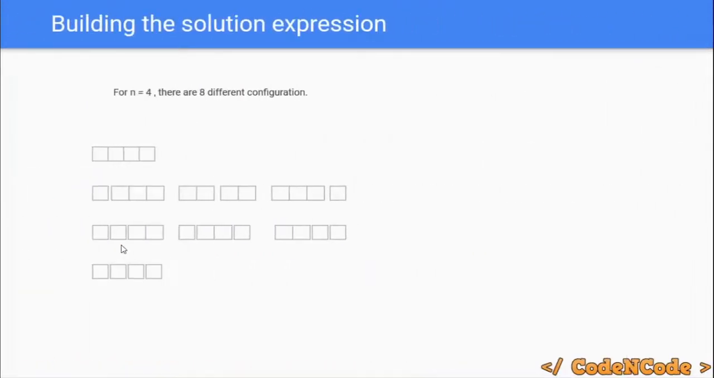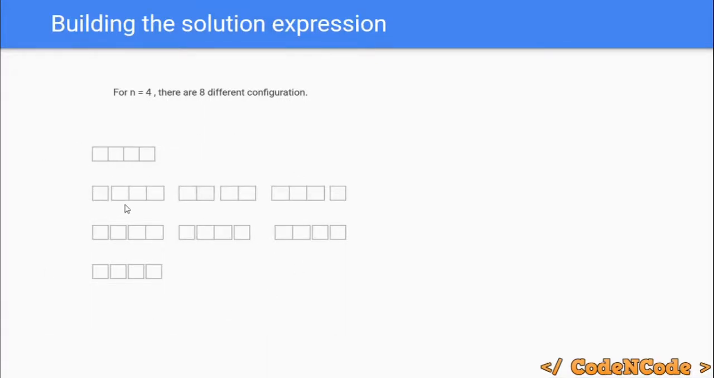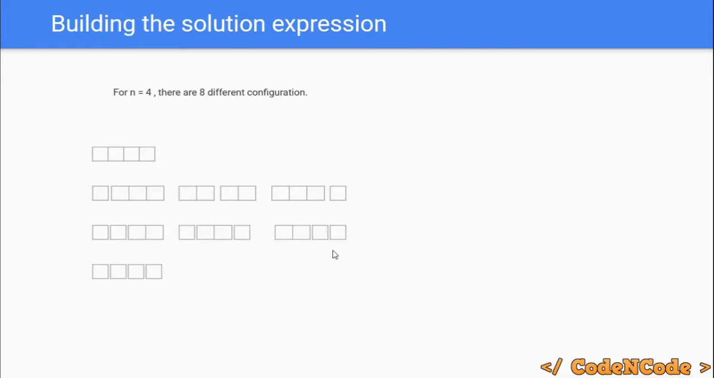See, for n equals 4 there will be 8 configurations, right? Because 2 raised to power 3 would be 8, so these are all 8 configurations. Here there is no cut, here there is one cut at this place, at this place, at this place. Here we are having 2 cuts, and here we are having 3 cuts. So in total we are having 8 different configurations. Now what you can do, if you find the maximum of all of these, then that would be the maximum profit that you can achieve with a length 4 rod, right?